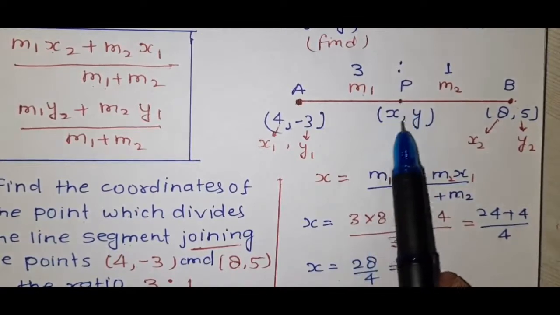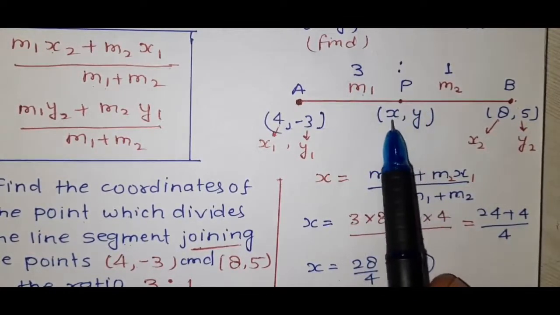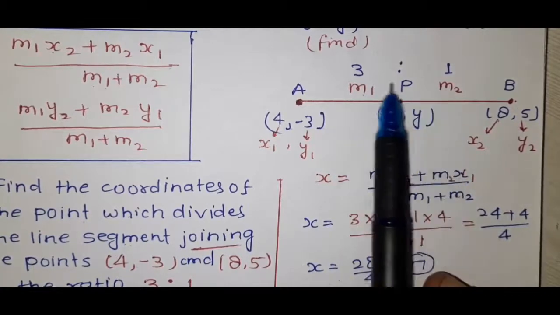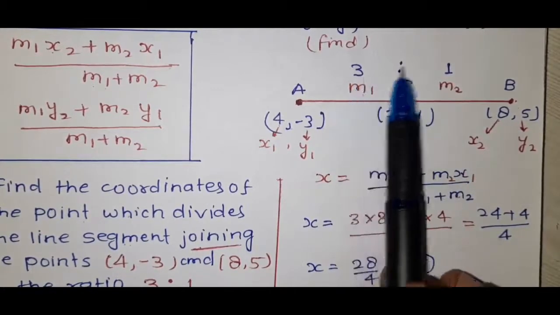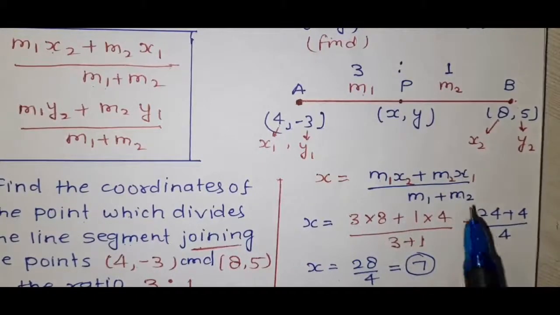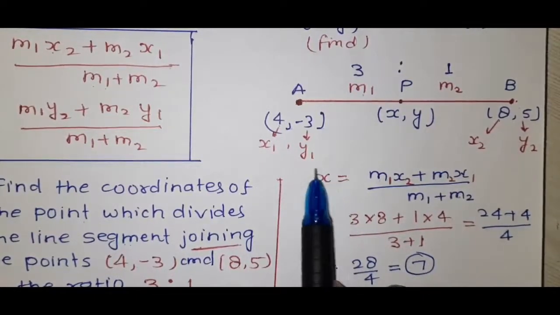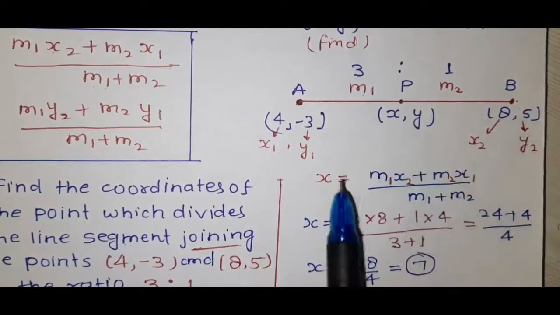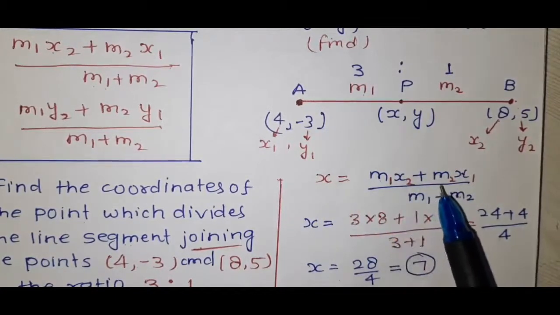So point P that we have to find, let us say the point P whose coordinates are X and Y, and the values of M1 and M2 are also given, because the ratio is given in the form of 3:1. Is that clear? So let us apply the formula to find the value of X for the point P. How can we learn the formula?